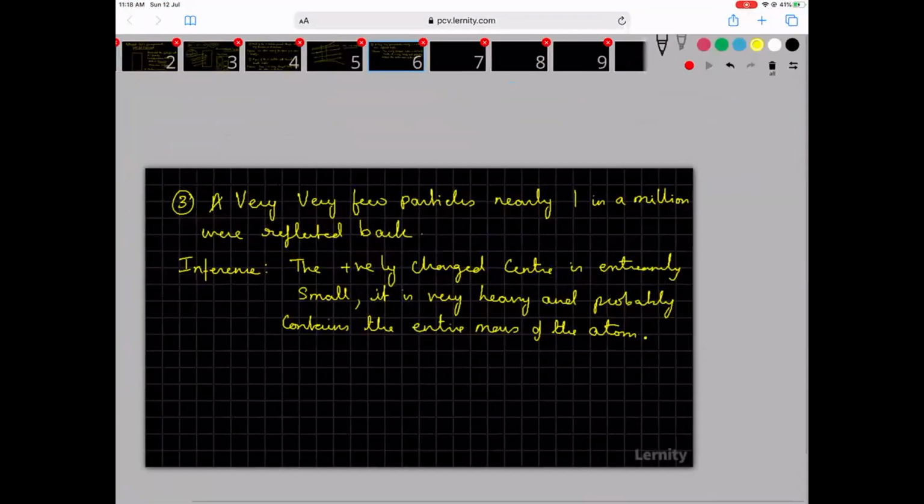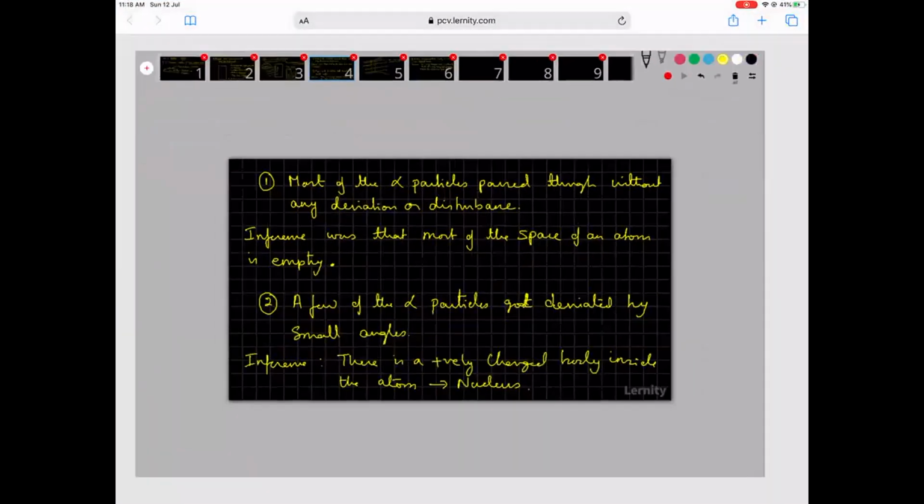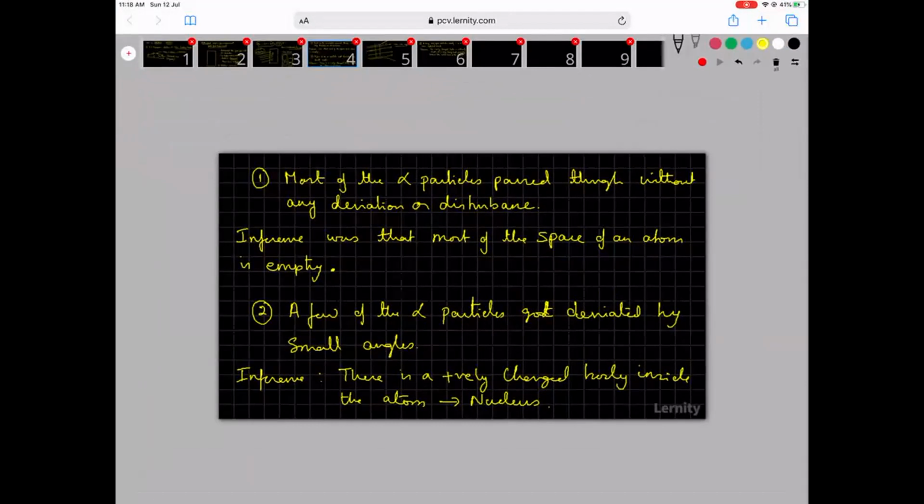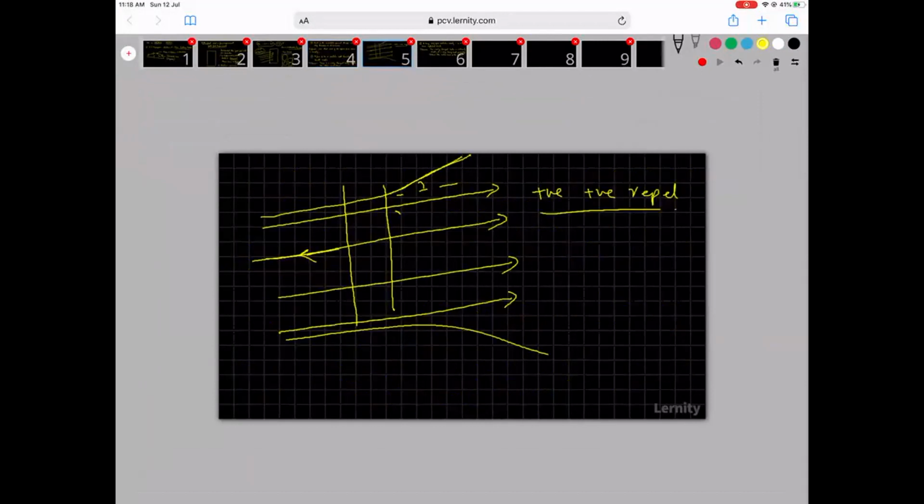Okay, so the second, let us go to these inferences. So please make notes of these inferences. So the first one, I told you that most of the space in an atom is empty. The next one, a few of the alpha particles got deviated by small angles. What do you mean by small angles?